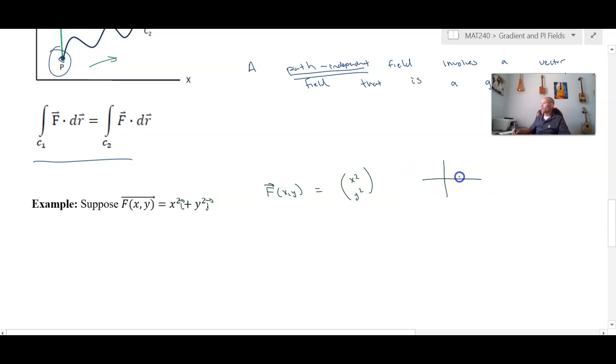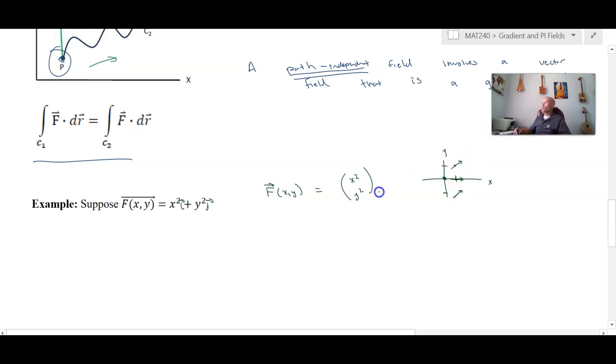So if we kind of imagine what this looks like, at the point 0, 0, our vector will be the 0 vector, so no movement at the origin. But if we look at the position, say 1, 0, 1 squared is 1, 0 squared is 0, so that vector will point to the right. Up here at the point, say 1, 1, this will be the vector 1, 1, so it'll point out that way. And then we'll notice that the same vector down here at 1, negative 1, since x and y both get squared, will be identical.